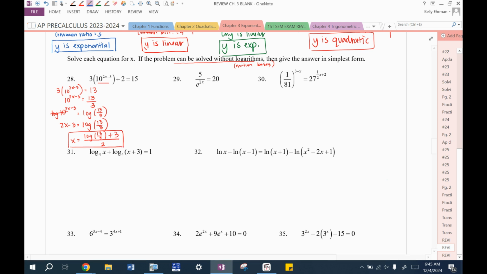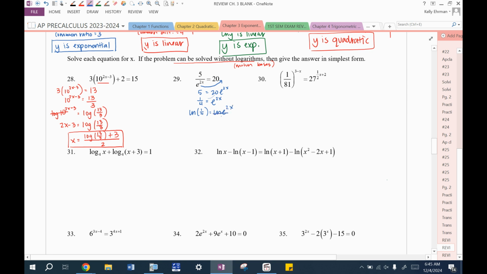For number 29, I guess you could do this two ways. You could rewrite it so that it's 5 times e to the negative 2x, or I just multiplied e to the 2x over here. And then I divided by 20, so 5 divided by 20 is 1/4. If you did it the other way, it would be e to the negative 2x equals 4 if you just rewrote this exponent and divided 5 to that side. I want to get rid of the base e, so I'm going to natural log both sides.